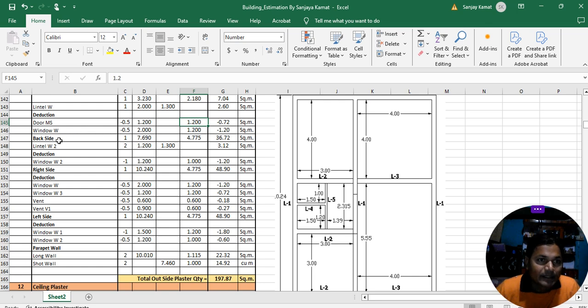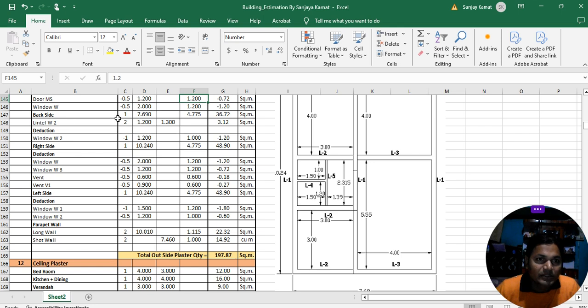Now we will work for the backside. The number of backside is 1, length is 7.690, thickness is 4.775, and after multiplying you will get 36.772 meter square. For lintel W2, the number of lintel W2 is 2, length is 1.200 meter, and breadth is 1.300 meter. After multiplying these three values, you will get 3.12 meter square.